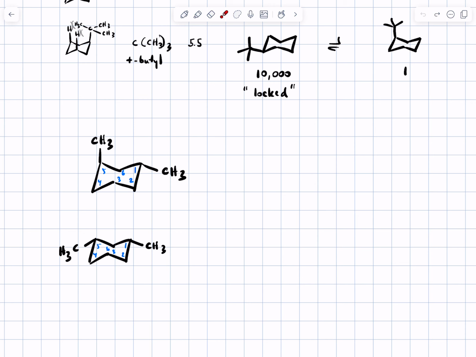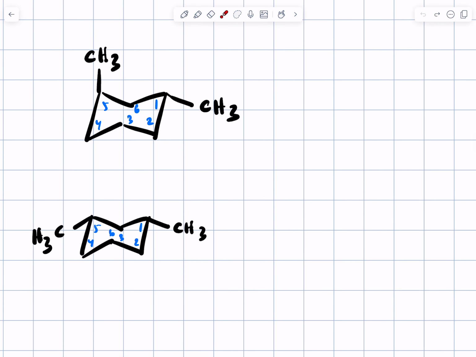All right, one of the things we said last time is that if you have more than one substituent on a six-membered ring, then sometimes you need to draw both chairs in order to assess which one is the most stable chair. And you'll notice that in these two molecules that we've drawn, they have the same basic structure, a six-membered ring, a methyl group on carbon 1, another one on what we've called blue carbon 5.